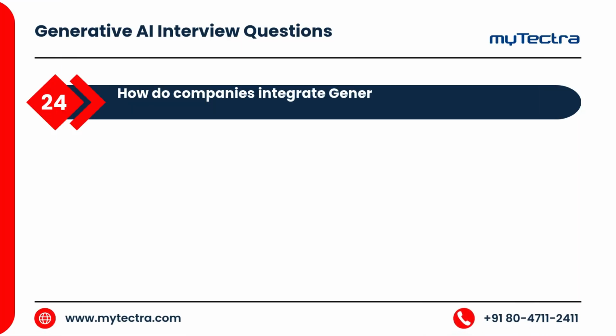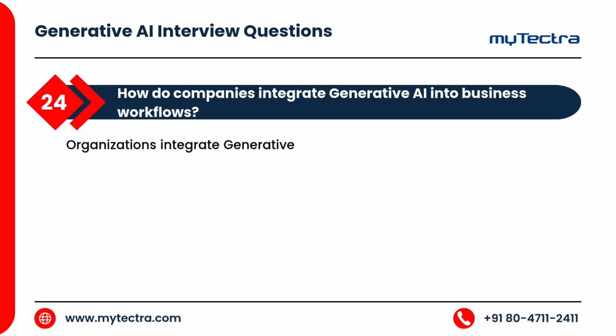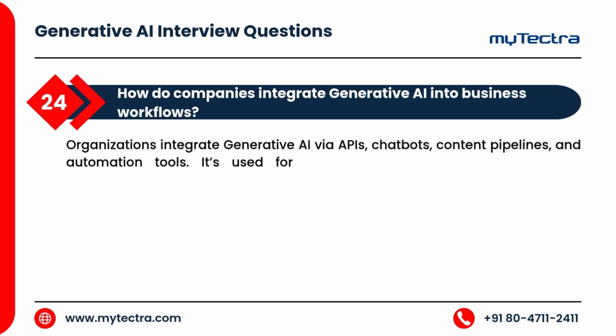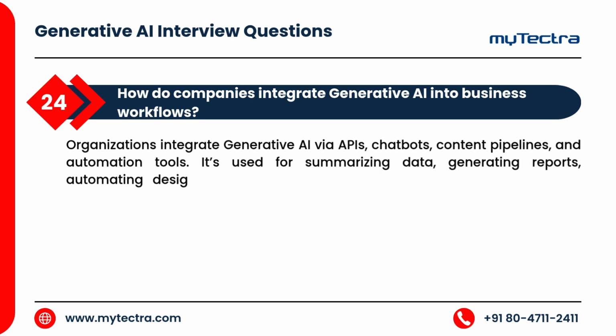How do companies integrate generative AI into business workflows? Organizations integrate generative AI via APIs, chatbots, content pipelines, and automation tools. It's used for summarizing data, generating reports, automating design, and enhancing customer interactions with intelligent personalization.